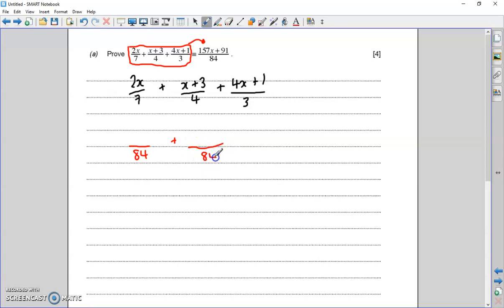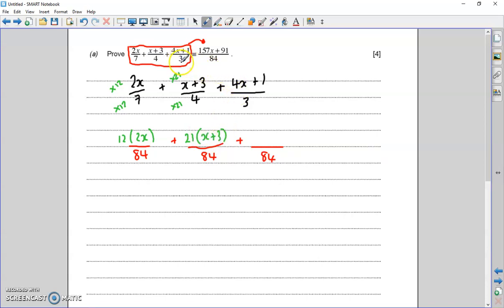Now, usually if they give you a little clue, it's because they're trying to help you. Right, now then, what are we times in by? That first fraction, how many 7s are in 84? There are 12 7s, so times by 12. So 12 lots of 2x on the top. And what do we times 4 by? 4 into 84 is 21. Okay, times by 21. So times in by 21, x plus 3.